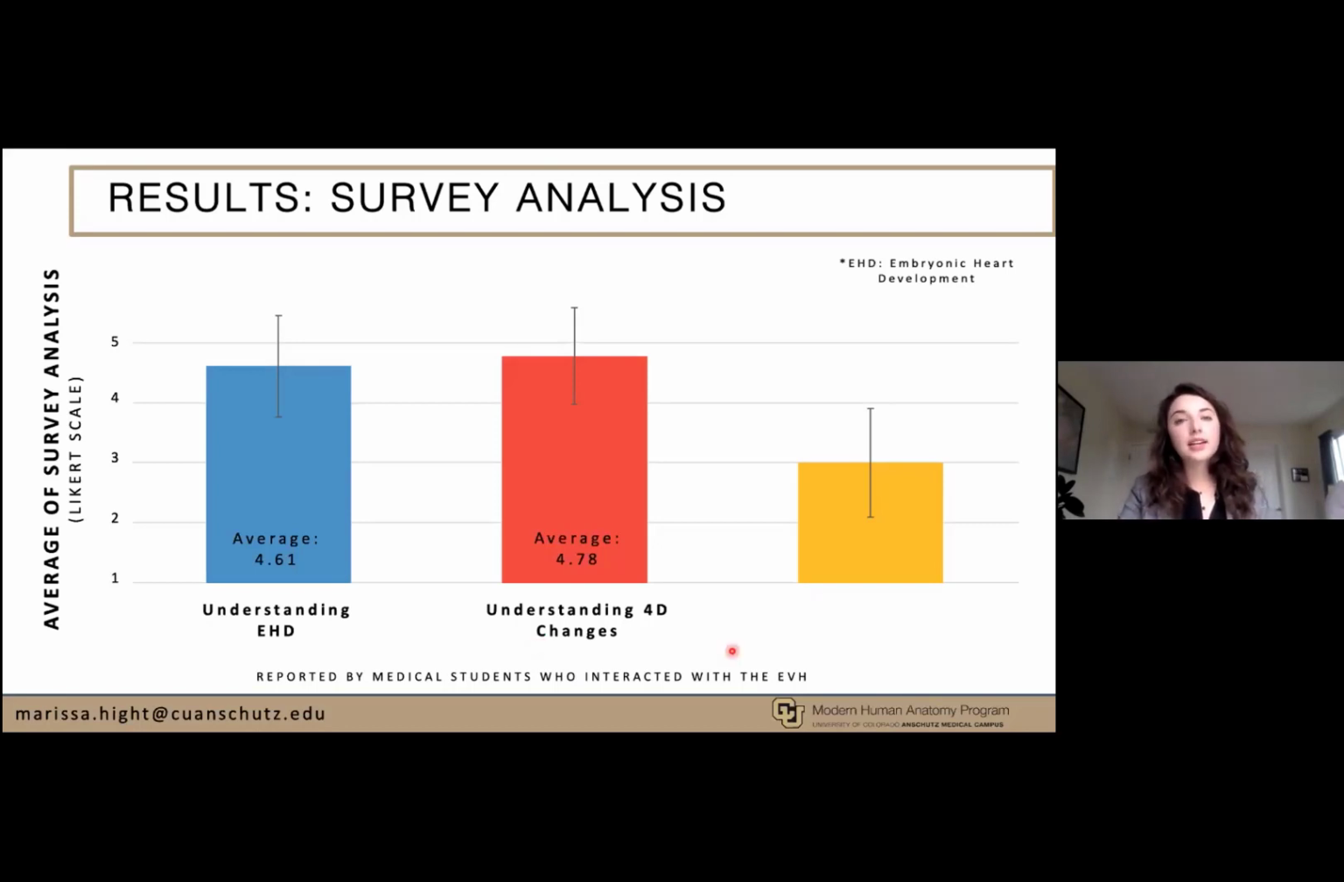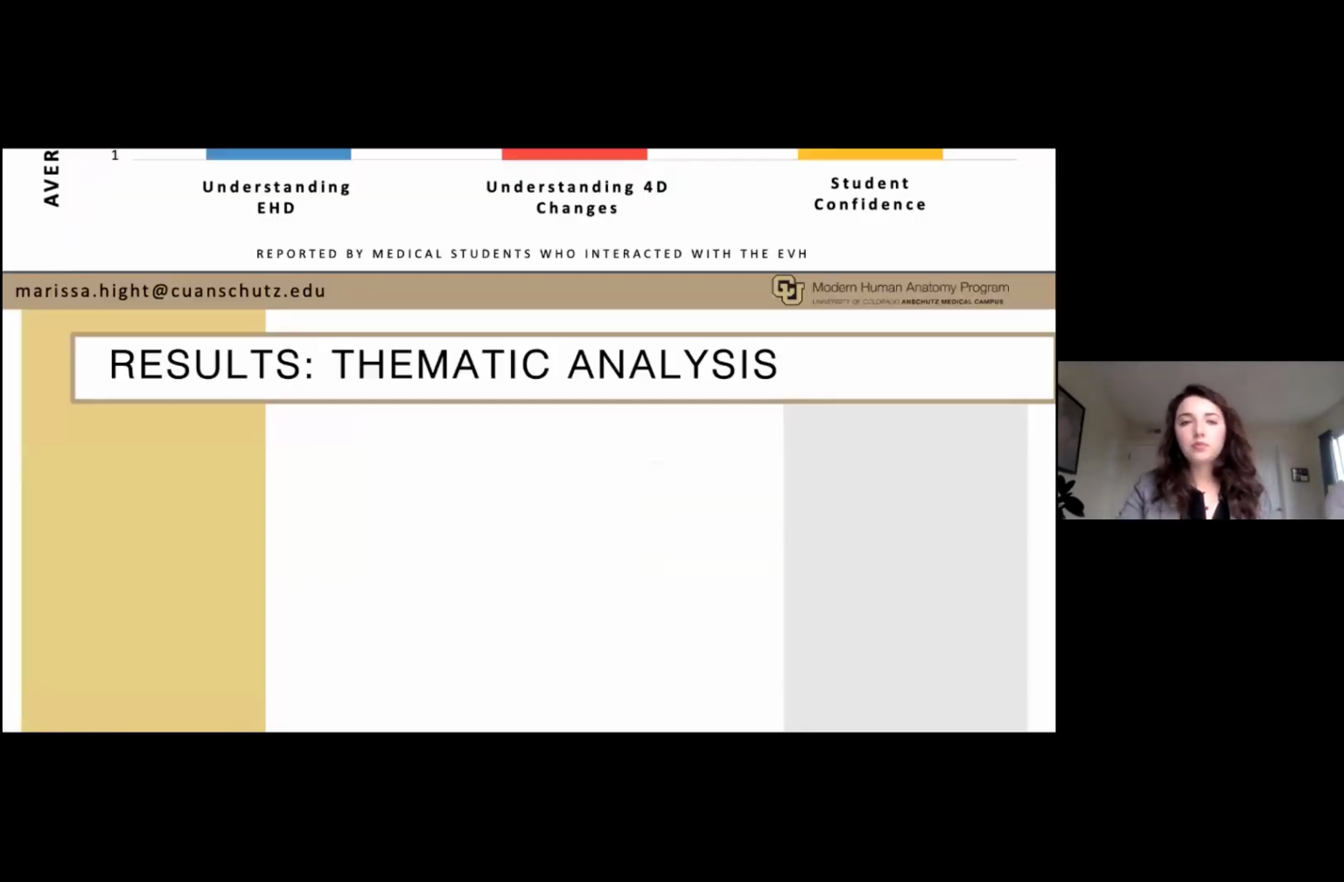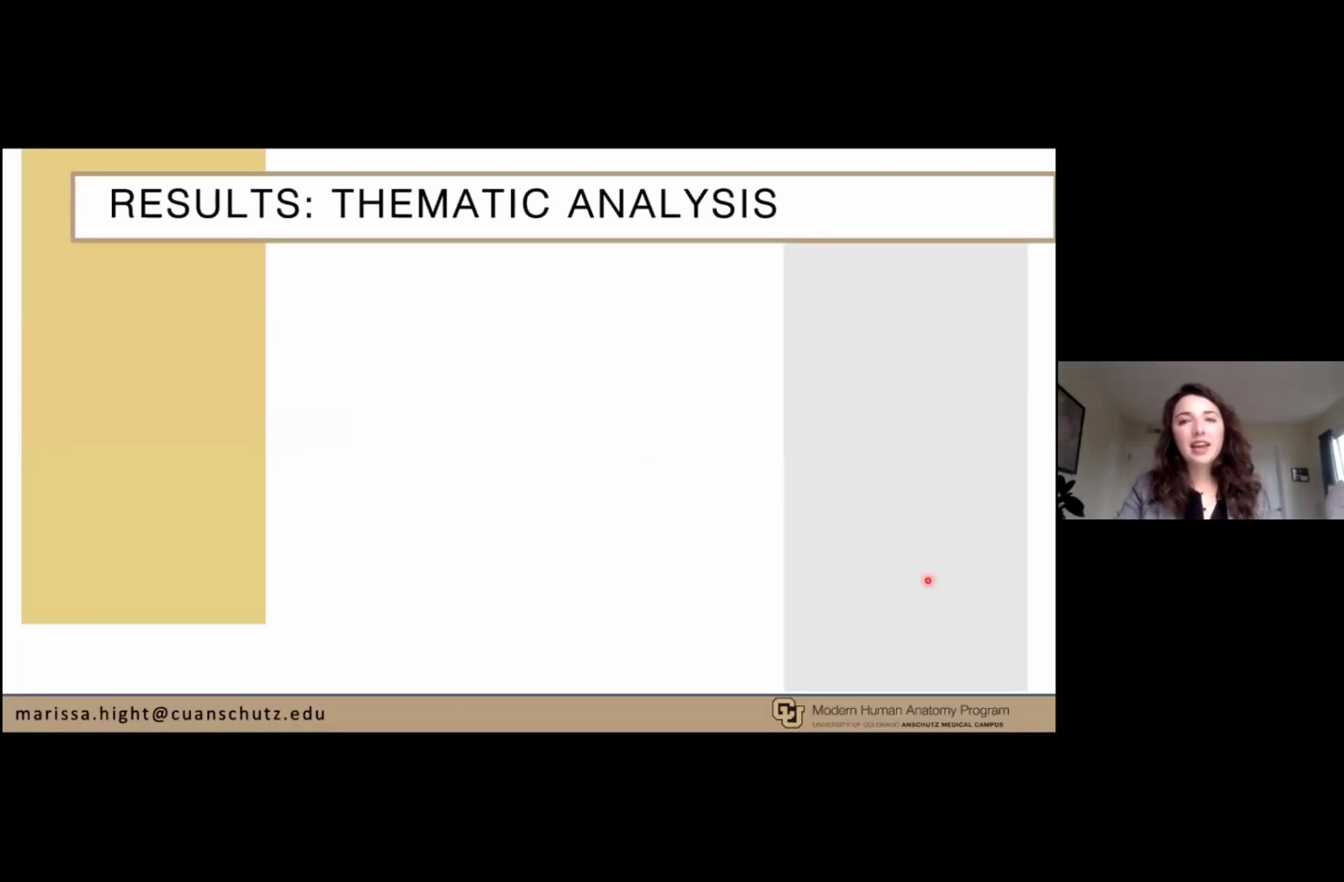However, when the students were asked how confident they felt in embryonic heart development, they averaged about neutral or on the lower end, saying that even though they felt the resource was helpful, they didn't necessarily feel confident in that subject yet. And this can be seen specifically in the thematic analysis too.